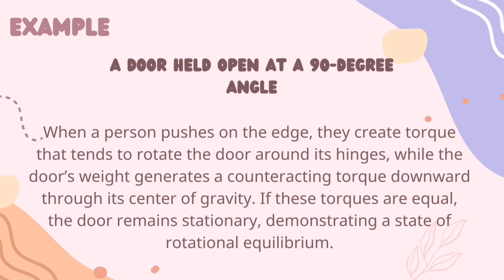Another example is a door held open at a 90-degree angle. When a person pushes on the edge, they create a torque that tends to rotate the door around its hinges. The door's weight generates a counteracting torque downward through its center of gravity. If these torques are equal, the door remains stationary, demonstrating a state of rotational equilibrium.